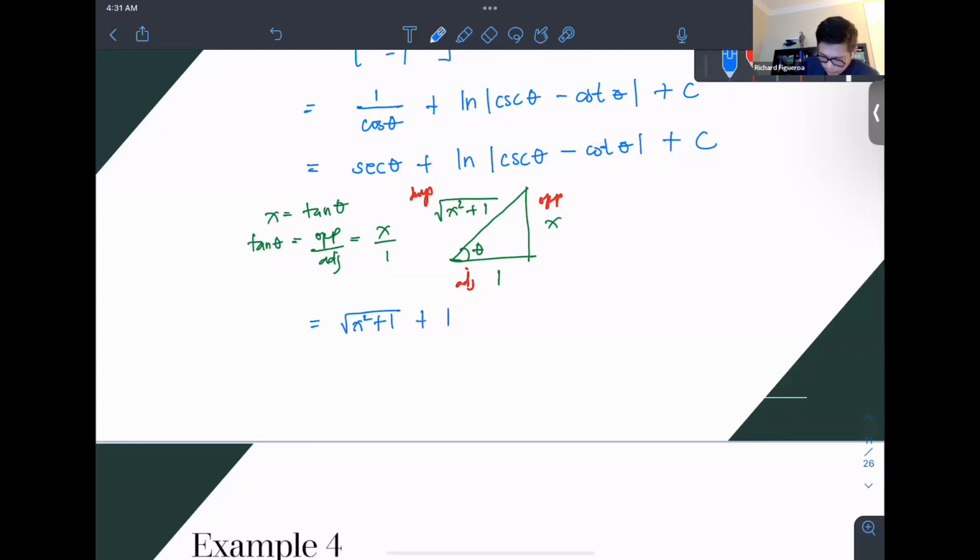And plus ln of cosecant. So cosecant is hypotenuse over opposite, square root of x squared plus 1 all over x. And then cotangent is adjacent over hypotenuse, so 1 all over x, plus C. So that will be our final answer then: square root of x squared plus 1, and then plus ln of the square root of x squared plus 1 all over x minus 1 all over x, plus C.